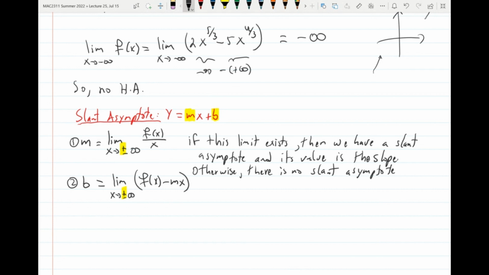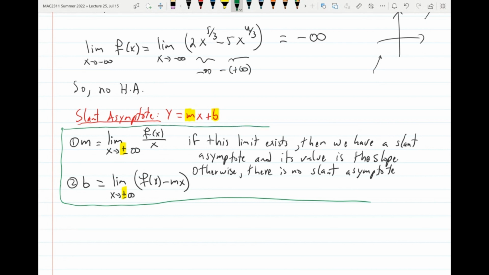Notice that you already know the slope. If you're in step 2, it's because you already found m. So then you can look at m times x. Look at the difference of the function and mx, and this will be a number. This number is b. All right, so that's how you find slant asymptotes. It's a brief synopsis. Let me box this.